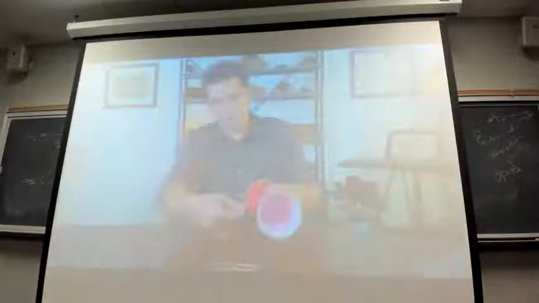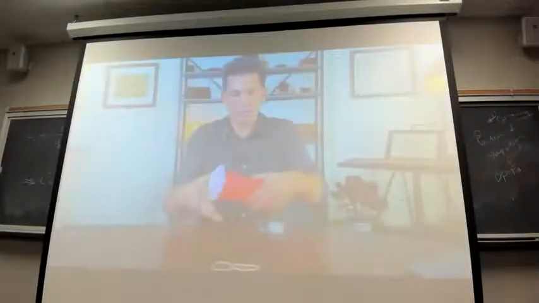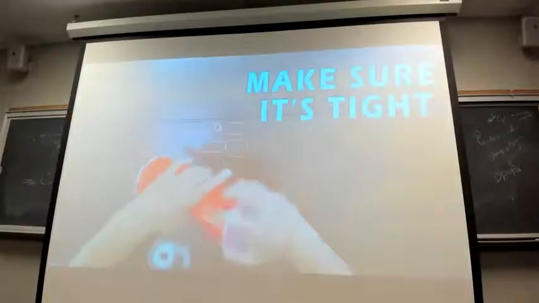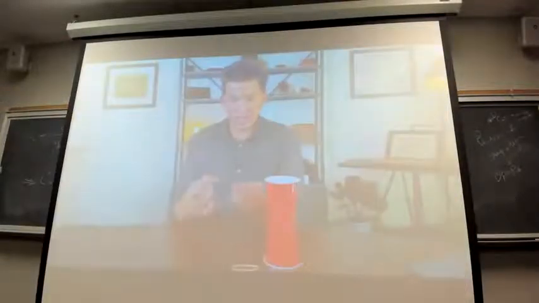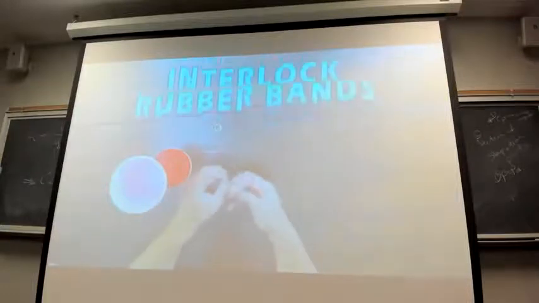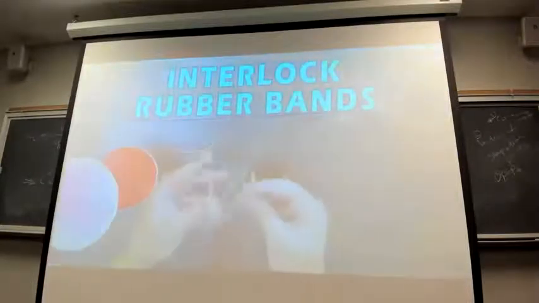So I'm just placing the tape right down the center. We don't want it to be loose. We want it to be pretty secure because it's going to be spinning. We don't want it to fall apart. Now we're going to take these rubber bands and interlock them with each other, and create one long elastic rope.